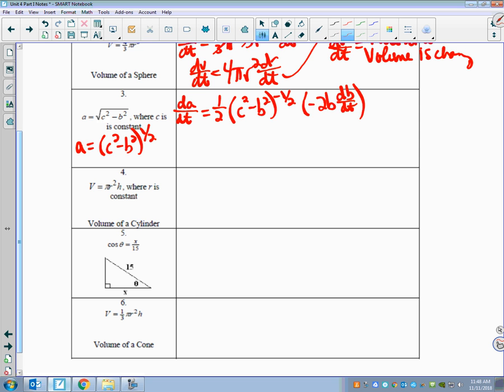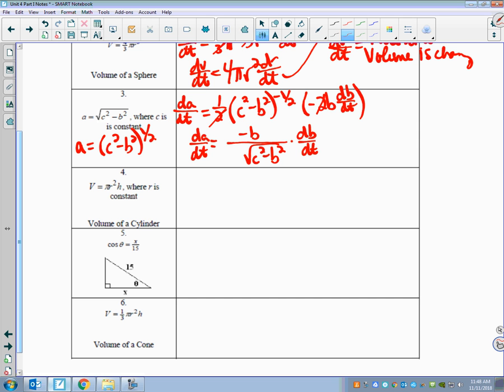And then I got to clean it up a little bit, right? So dA over dt equals, this could go to the bottom, so that would be the square root of c squared minus b squared on the bottom. This 2 would cancel out with this 2. So I would have a negative b dB over dt, or if you really wanted to, you could put dB over dt out here, at the top. It kind of doesn't matter on that.